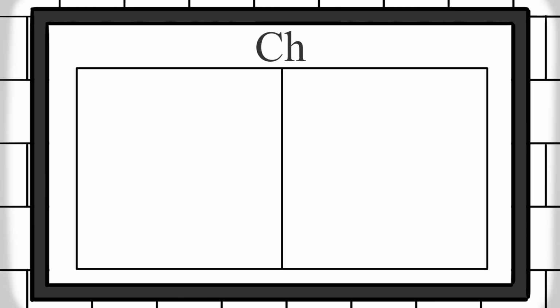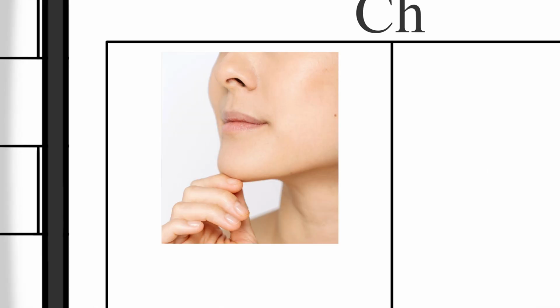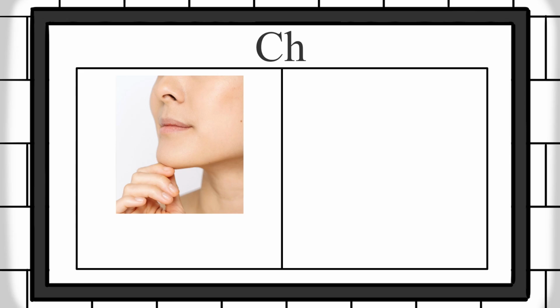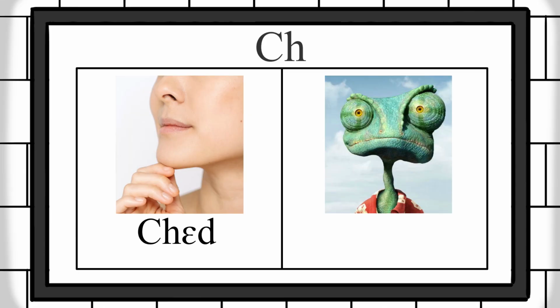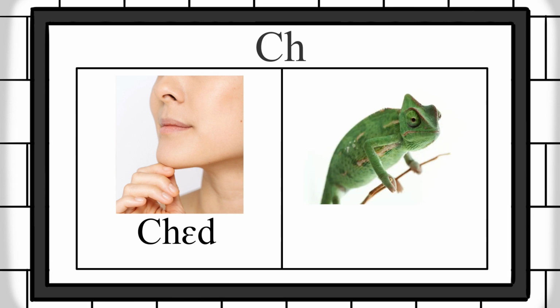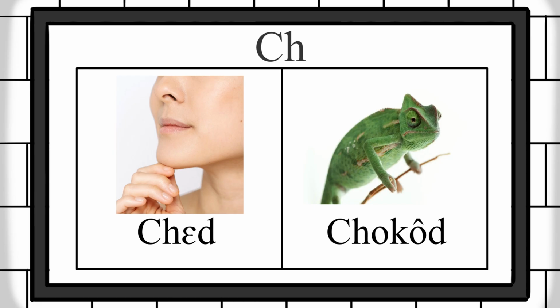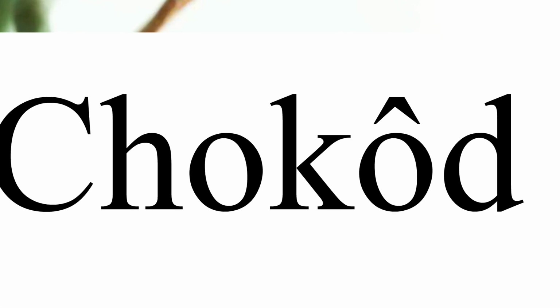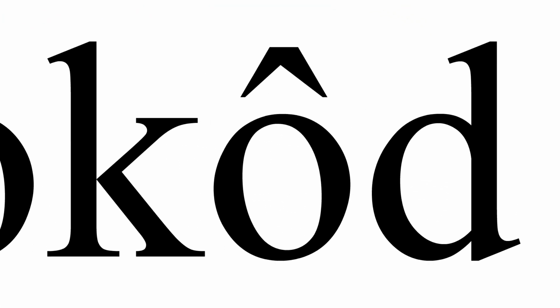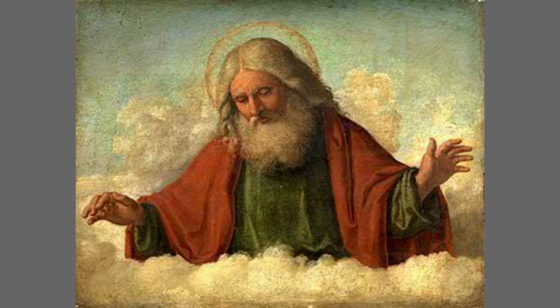Up next is the CH section, with what I initially didn't know was a picture of someone's chin. I thought it was just a human face, but it's a chin. The Bakossi word for that is ched. Not Chad, ched. The other example is a chameleon, which is pronounced chokod, with the symbolized O there giving a very specific O sound as opposed to the standard one a typical O is associated with, like God or dog.